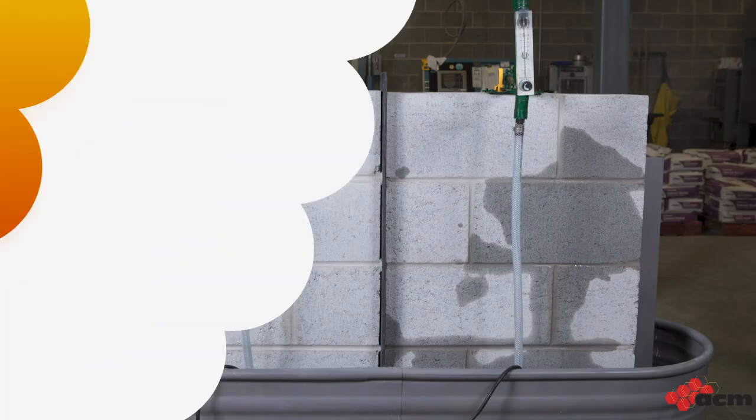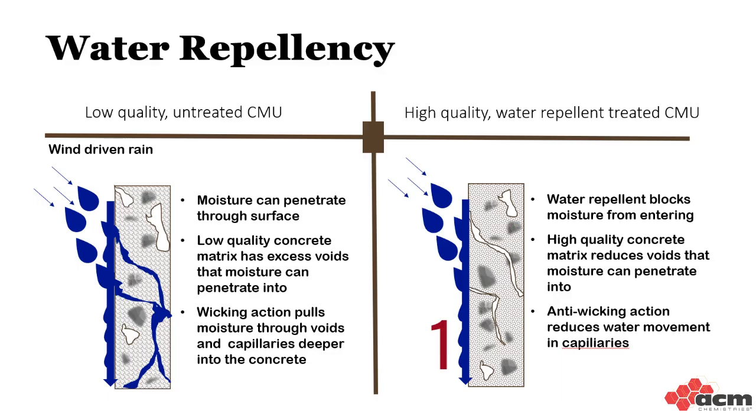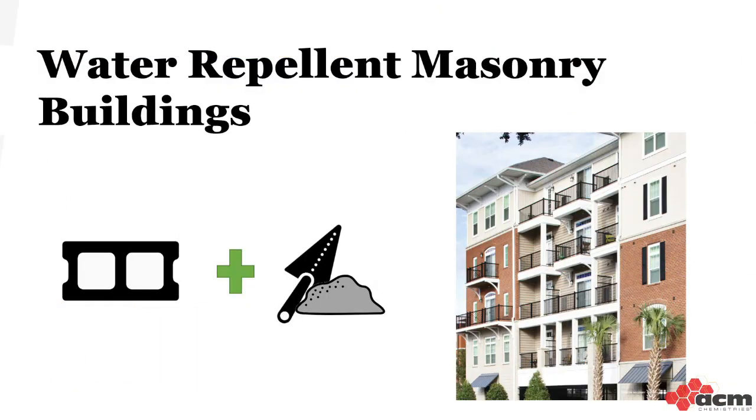So what's going on? As we can see in the graphic, most water repellents have a 2-pronged approach. Number 1, block water from penetrating into the unit at the surface, and number 2, an anti-wicking action that limits pathways for moisture that does get through. If we combine water repellent CMU and water repellent mortar, good flashing details, and quality workmanship during the wall construction, they allow us to build high-performance, attractive, single-wide masonry walls.